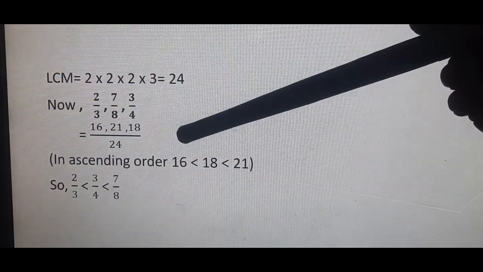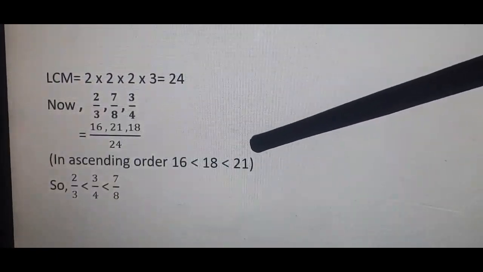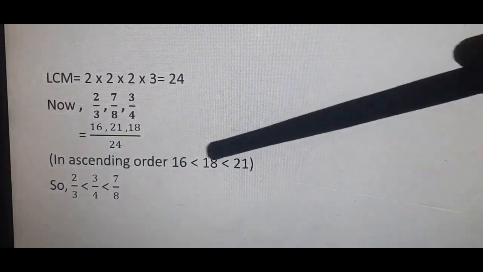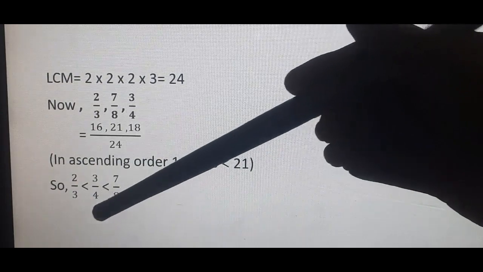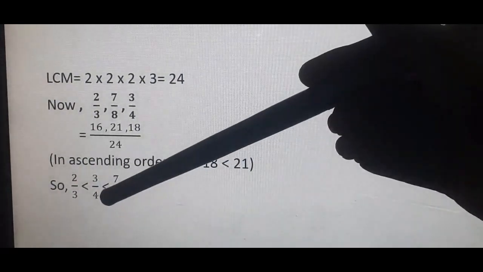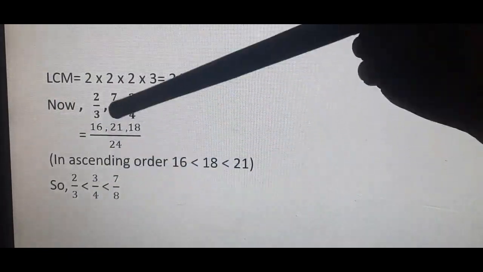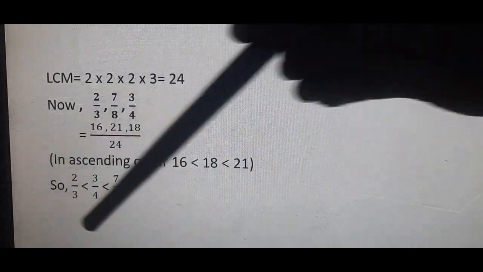So in ascending order, smaller to greater: 16 is less than 18, 18 is less than 21. So in the form of fractions, we will write down 16, which we are getting from 2 upon 3. So 2 upon 3 is less than 18, that is 3 upon 4, and 3 upon 4 is less than 7 upon 8. Very important to understand this step.